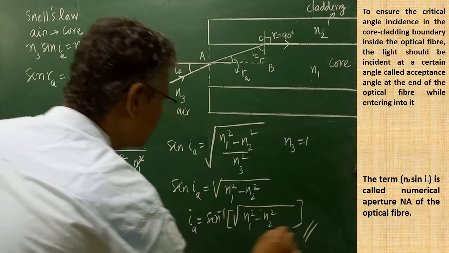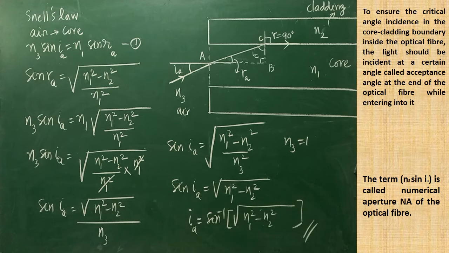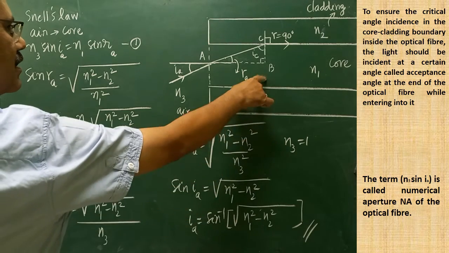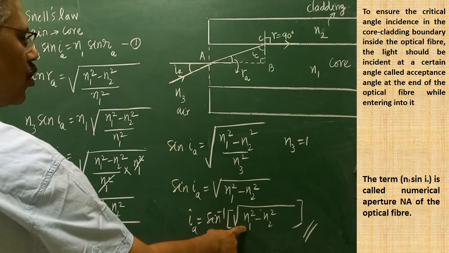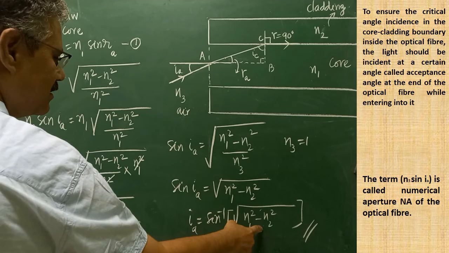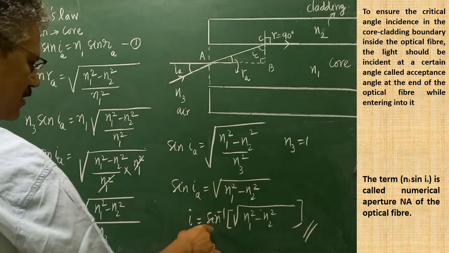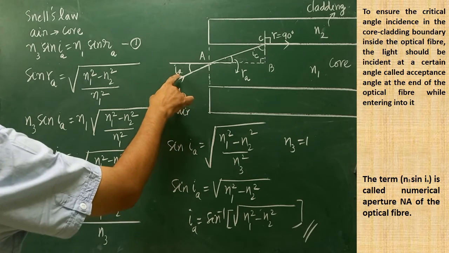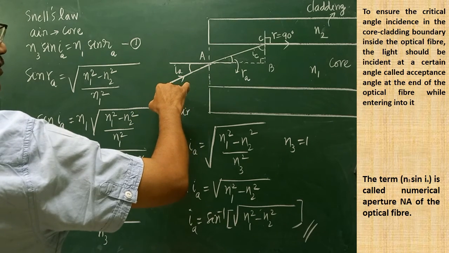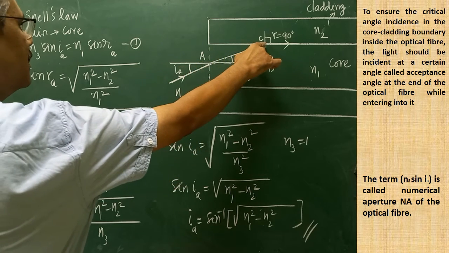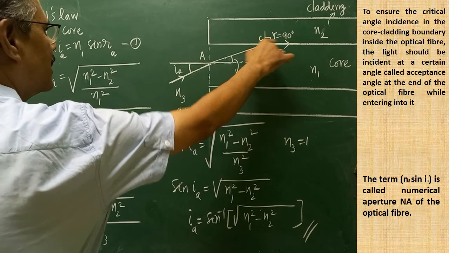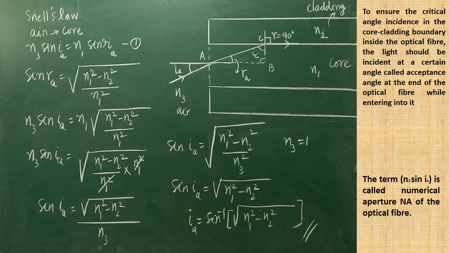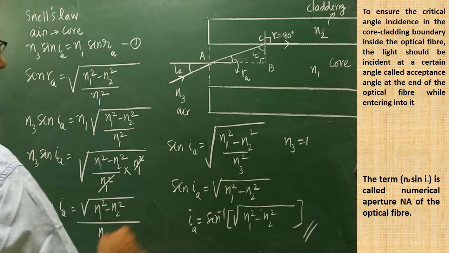So this is the expression called the acceptance angle. So what is the acceptance angle? After substituting the refractive index of the core and the refractive index of the cladding, you have to take the square root, and then take the sin inverse of this value, and you will get some angle. The light ray should be made incident at this particular angle alone, only then the refracted ray will graze, and automatically this angle will become i_c. Are you clear? That's why this angle is called the acceptance angle.